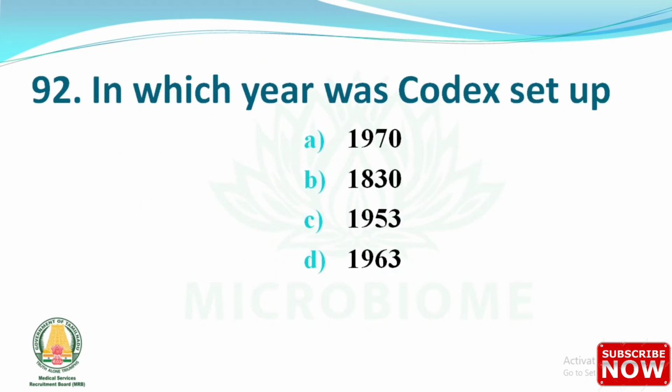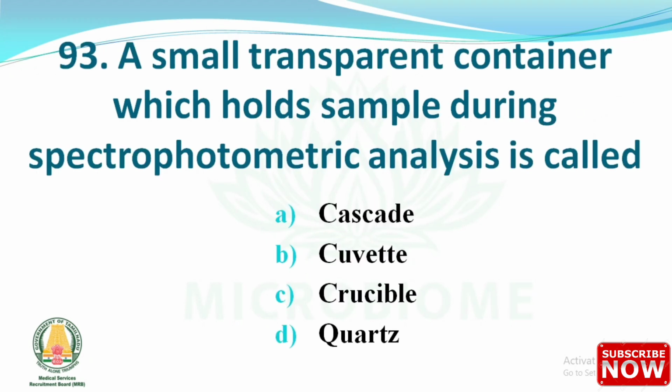And next, in which year was Codex set up? The options: 1970, 1830, 1953, 1963. The right answer, option D, 1963. And next, a small transparent container which holds the sample during spectrophotometric analysis is called? The options: cascade, cuvette, crucible, quartz. The right answer, option B, cuvette.